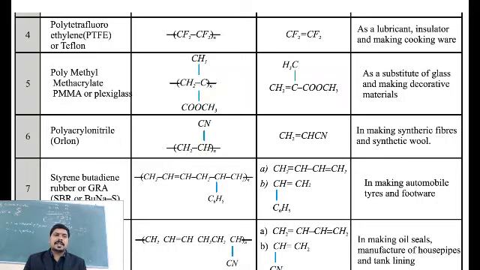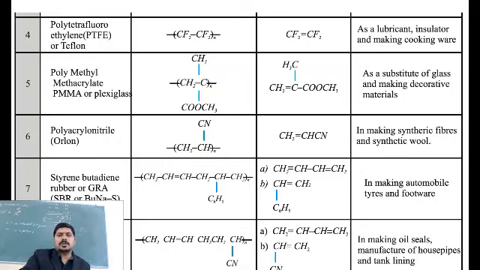And the next one we have is polymethyl methacrylate, which we call PMMA or plexiglass. You can see the structure. Acrylic acid is nothing but CH2=CHCOOH. Now it is going to be acrylate, the ester methyl acrylate. That's why you have CH2=C, COOCH3, which is nothing but methyl methacrylic acid ester.